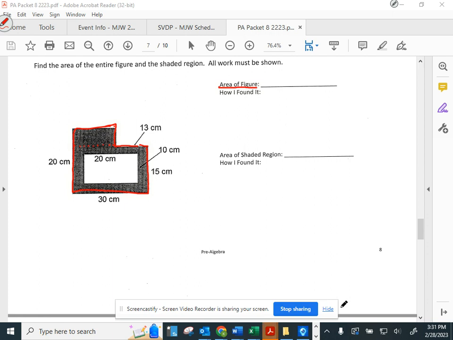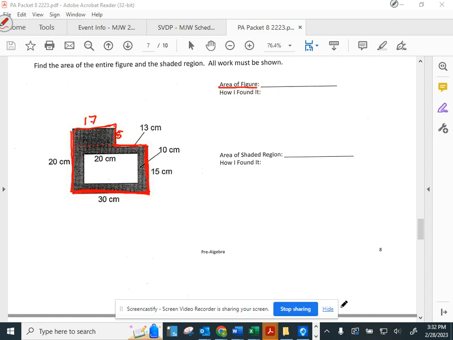So I know that if this full side is 20, the smaller side is 15, so that side would be 5. And if this side is 13 and the full side is 30, that left me with 17 here. So I did 17 times 5, and then I did my full 30 times the 15. And I added those 2 together to get the area of the full figure.